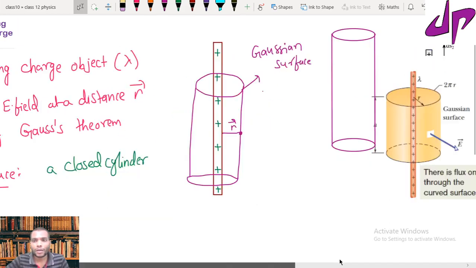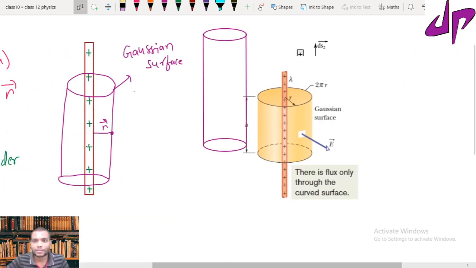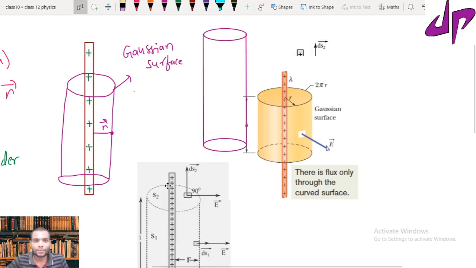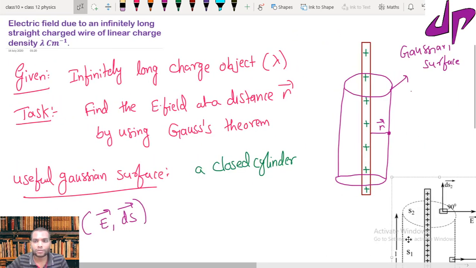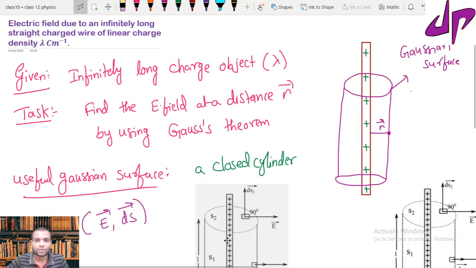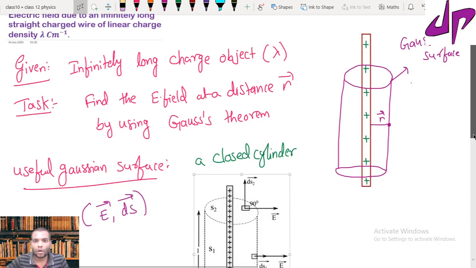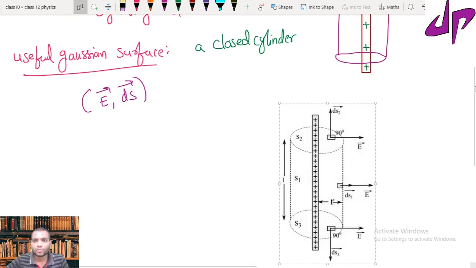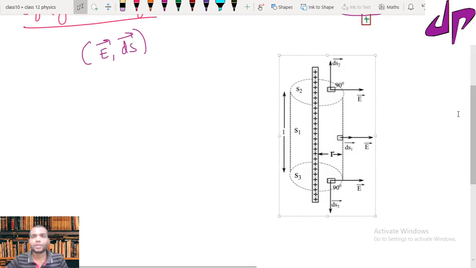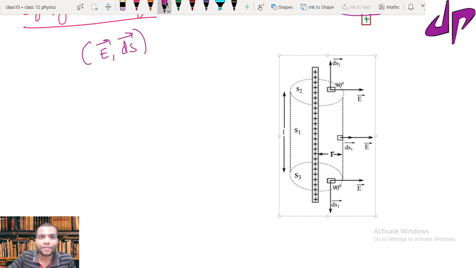Suppose I draw a perfect diagram for that, a picture of this one, which is already given in the handout. So to this infinitely long object, this is the Gaussian surface we have taken. Here you can see this cylindrical surface has three surfaces: the upside face, the downside face, and the cross section.